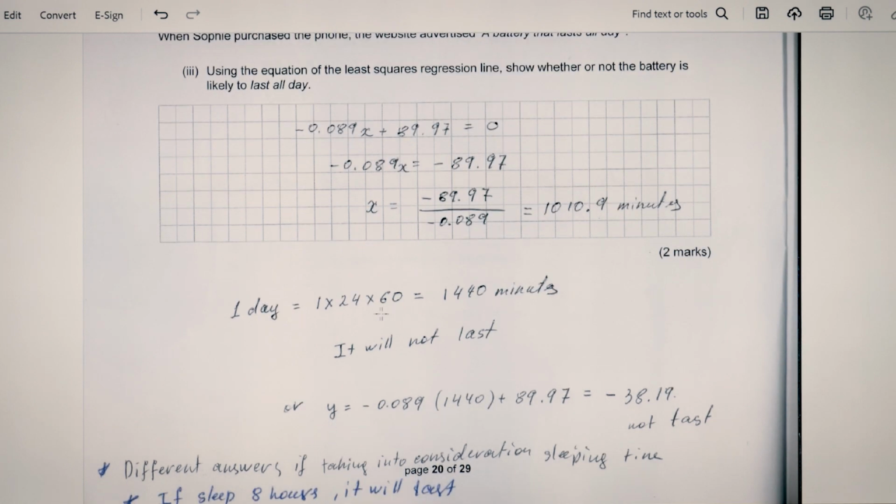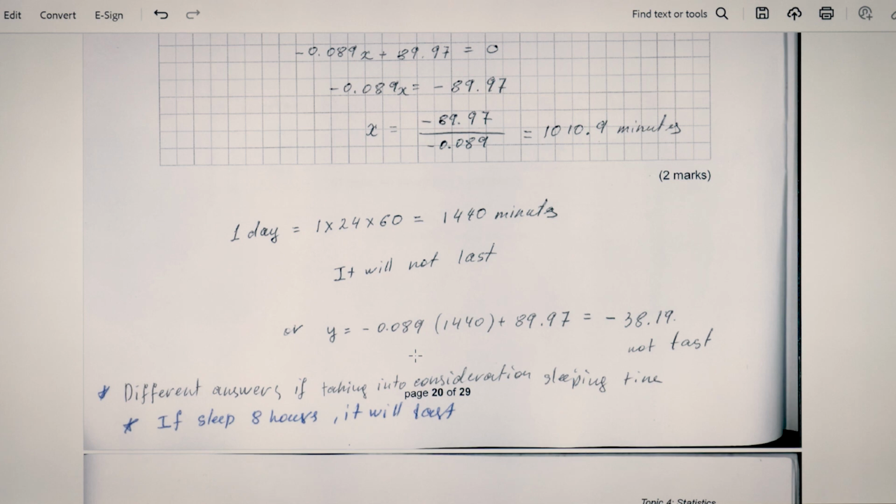Some students weren't putting 24 hours. They were assuming that everyone is sleeping, and let's say Sophie is sleeping 8 hours. That means it's not 24, it will be 16 hours. In that case, it's again a correct answer. In that case, it lasts. So for the whole day, the battery will last. And also, the students were calculating how many minutes in 1 day and putting that as the X value in the equation of the line. And the answer comes out negative, so that's the indicator it's not lasting for the whole day, okay?